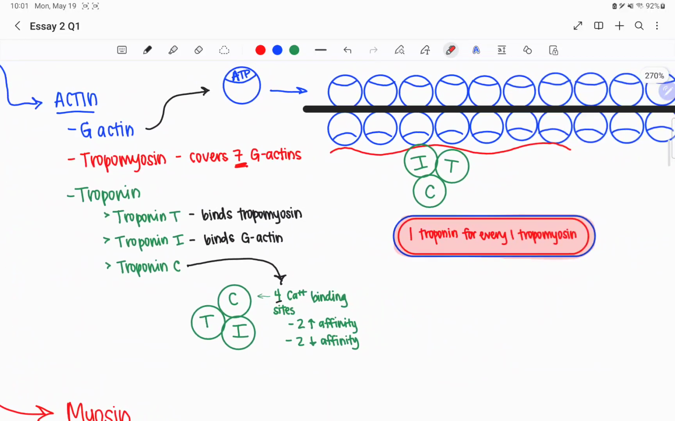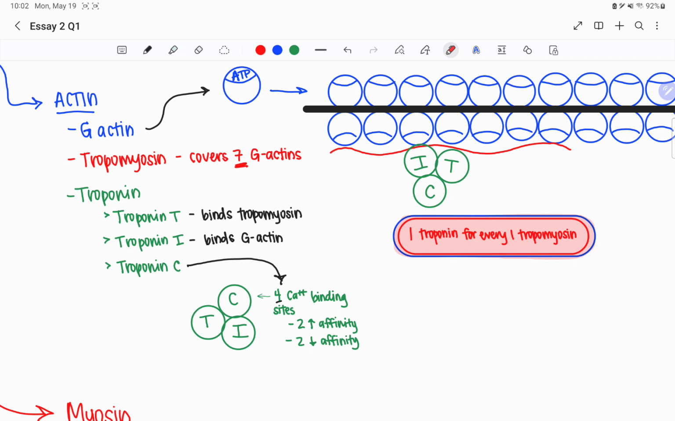Okay. Now, bound to every one of these actins, we have tropomyosin. It's kind of like a covering. And like I've got written here, it covers 7 G-actins. So 1, 2, 3, 4, 5, 6, 7. I've got this tropomyosin drawn, and like I said, it's covering 7 of them. Okay, and it's kind of like a barrier to it.